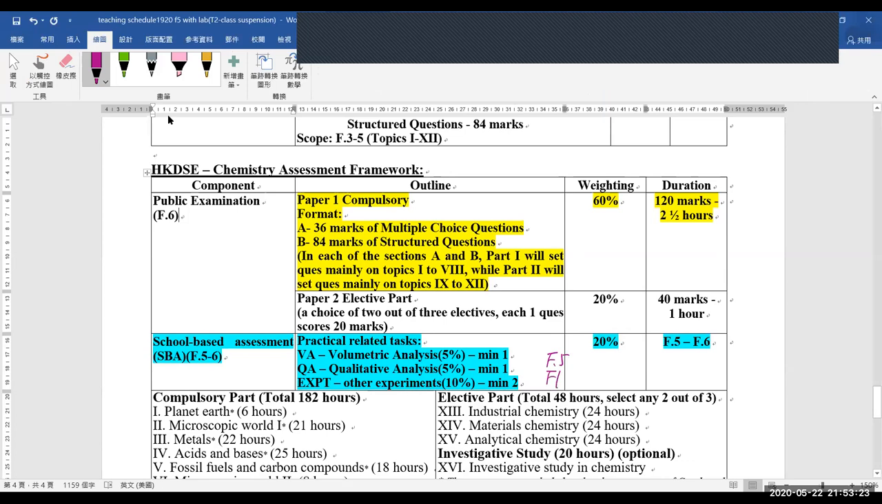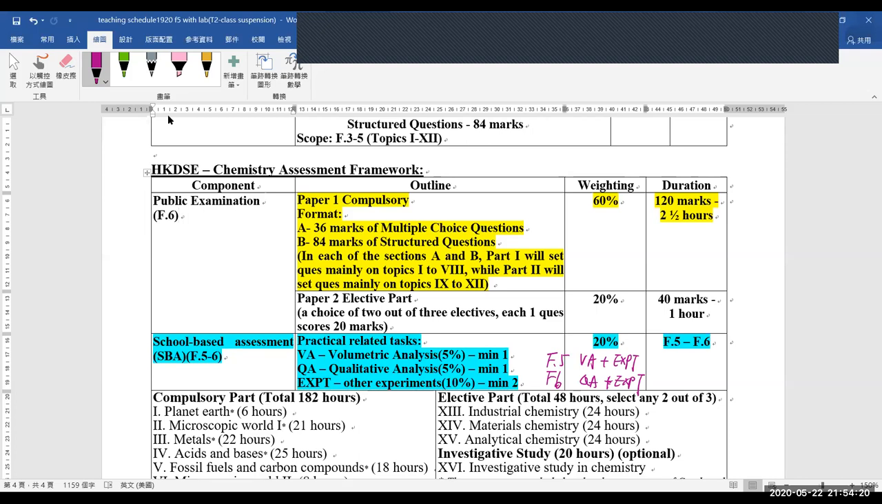Which means at Form 5 and Form 6, we will have 1 VA experiment, and we have EXPT, which means other than VA, other than QA, some other experiments. So this is one way, and how about Form 6? Form 6 is mainly QA and EXPT, experiment. And the HKEAA has already held a conference with some school representatives a few days ago, and there may most probably be some adjustment in the minimum number of SBA to be handed in. So we need to wait until further confirmation is made by the HKEAA about the exact number for your year. Can you get the point?